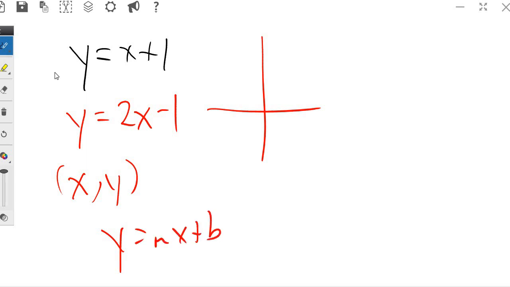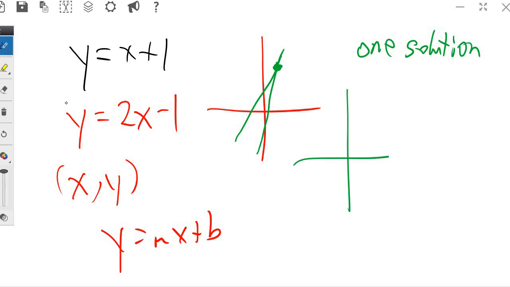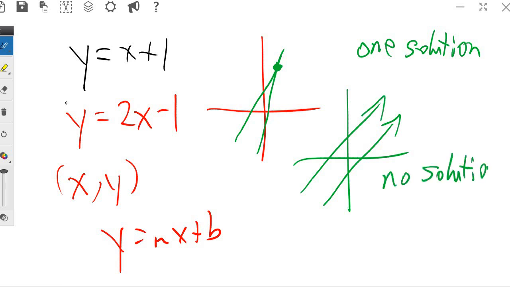mx plus b, right, it's in that form, so we can graph it. And when we graphed it, we found out where they crossed, and where they cross is the answer to both of these equations, right? So that point represents the one solution to make both equations work. But if we graphed it and we saw that the lines were parallel, they never meet, then we don't have any solutions, right? Because they'll never meet.